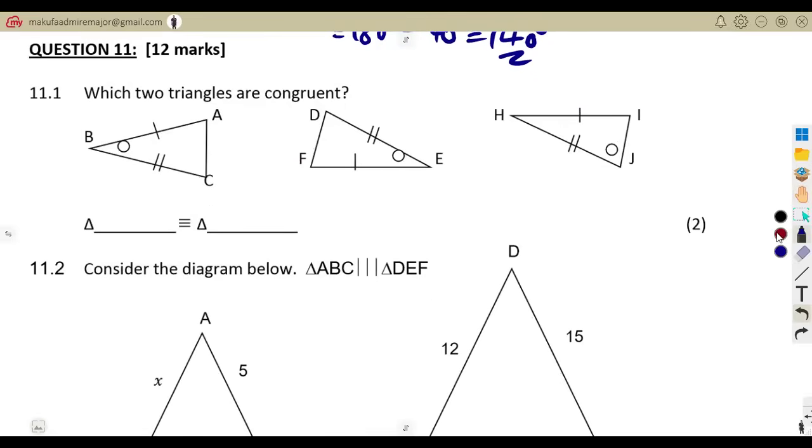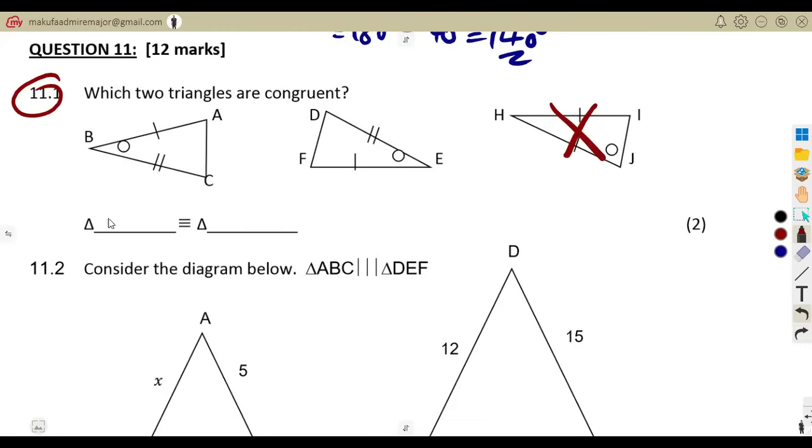On question 11, you are given 11.1: which two triangles are congruent? Okay, in terms of the presentation, how the angles are given and the sides, this triangle, the first triangle, and the second one, they've got something similar that we can see. So let's consider A, B, C. Look, because being congruent means being exactly the same. Look where this G is supposed to be here. This angle is supposed to be there, but it is not. So this one is totally out. We do not have any triangle like that.